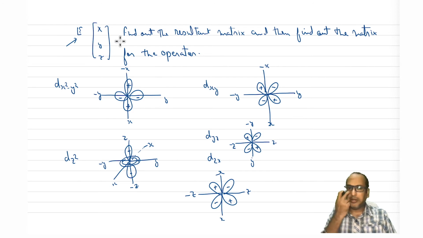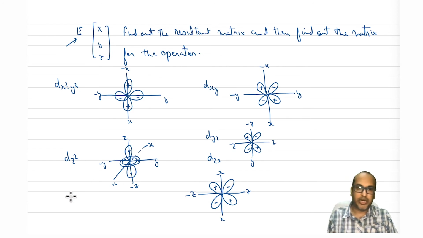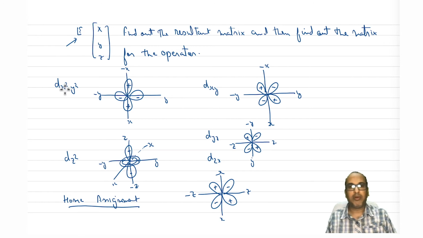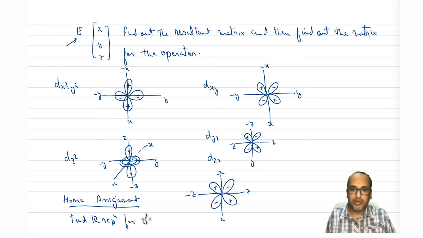So this again I leave as a home exercise, so try to do it yourself. If not, we can discuss during the interaction session. Okay, so try to identify what will be the assignment. Try to identify what will be the IR representation for each of these as the basis set. When we have each of these as a basis set, what will be the IR? Find the IR representation for the d orbitals as the basis.